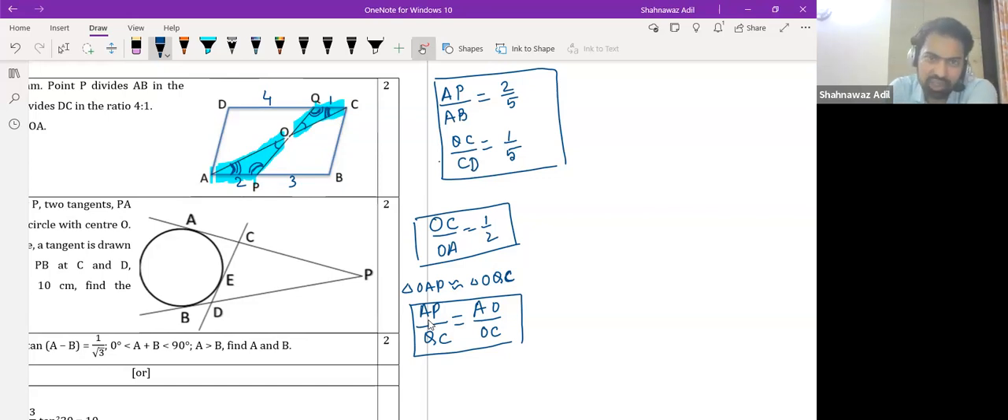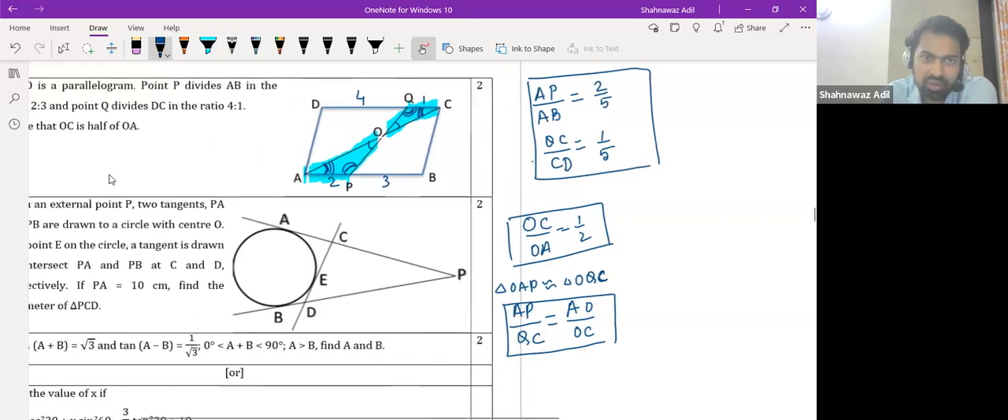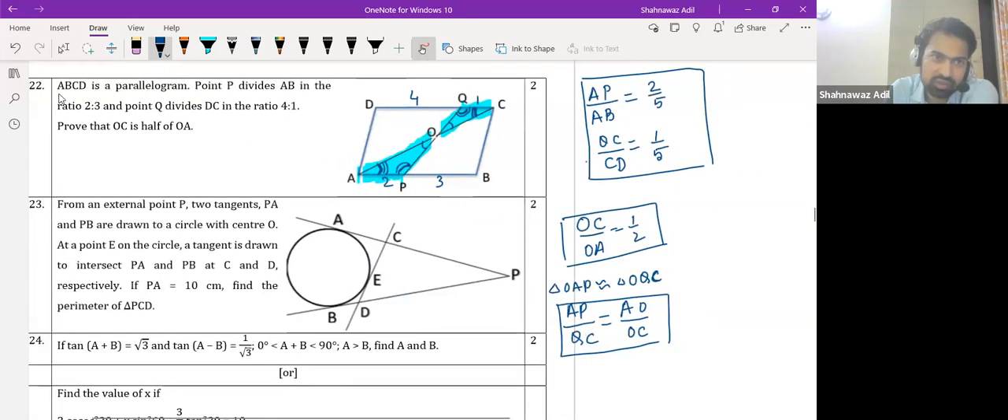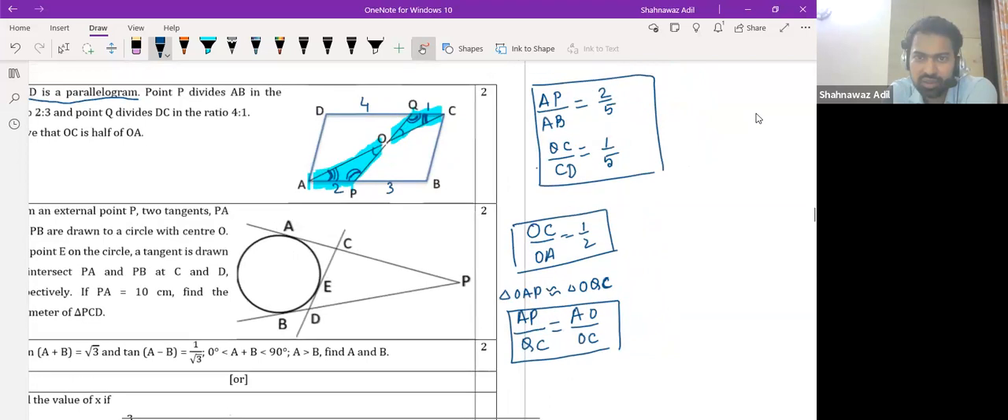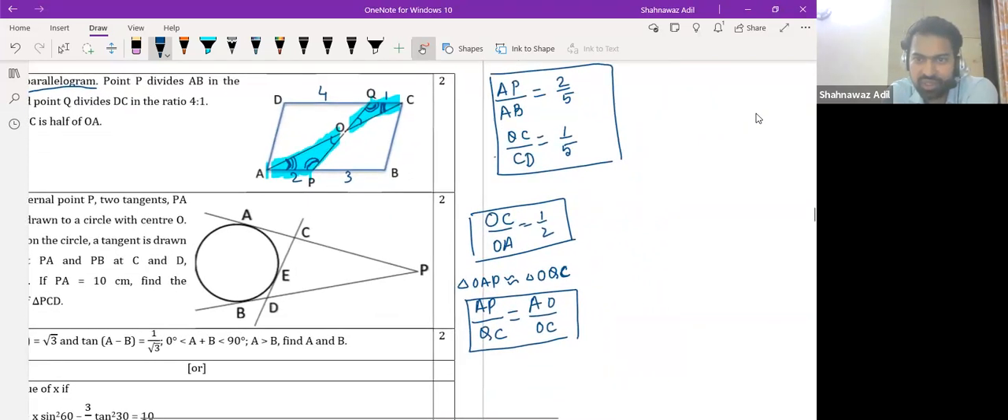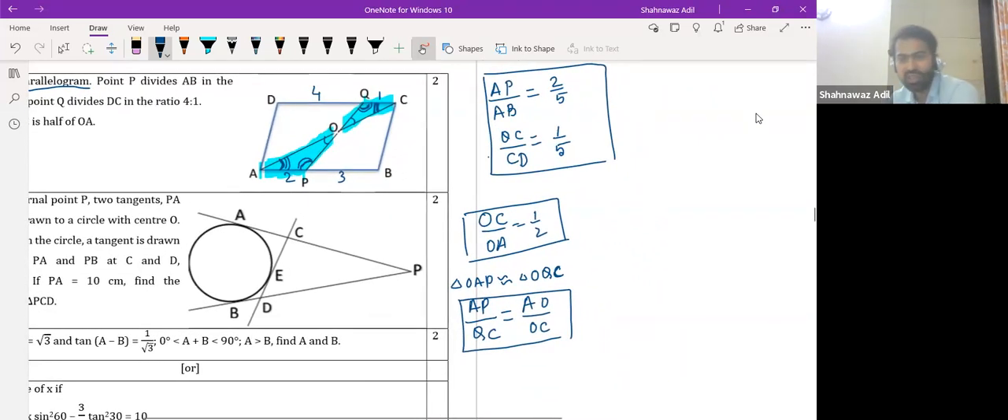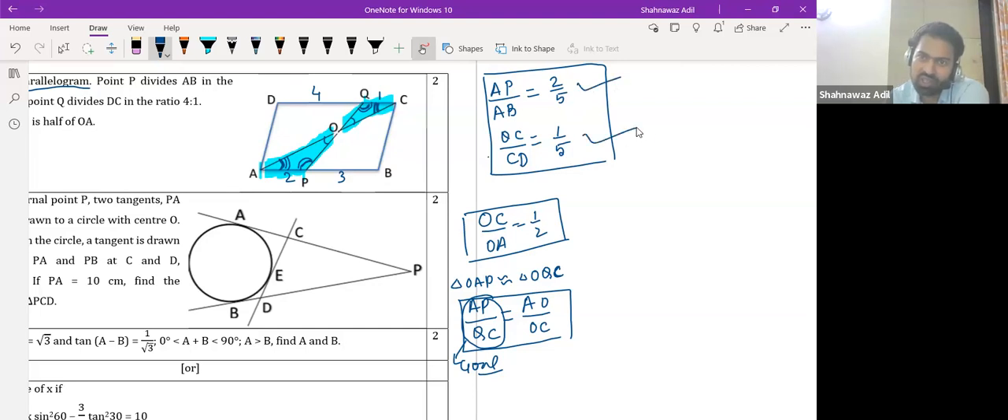Let me focus on this part. I have given several hints, guys. The goal is to find this one, right? This is the goal. So you have these two things, and from these two you can find AP by QC.